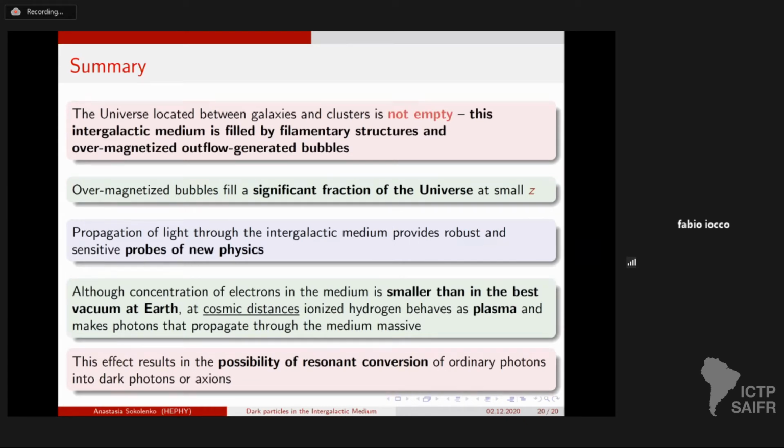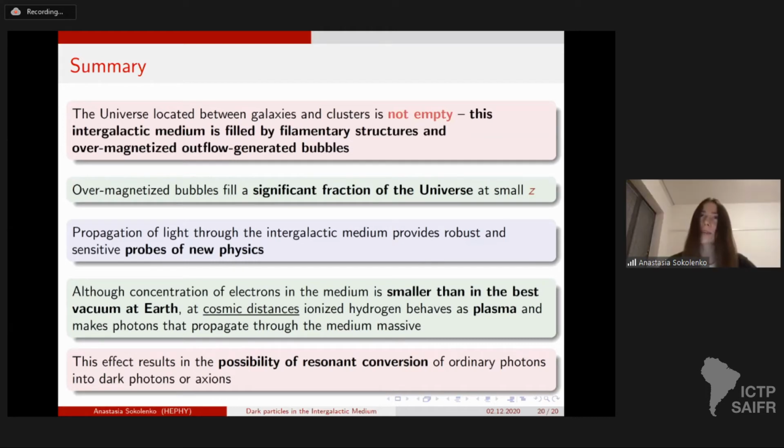Okay, so I have a question for you. You said you obtained your results through simulations, right? So you had to use a simulation of big structures that you took from Eagle or Illustris TNG? Yes. For dark photons, we use Eagle, and for axions, we use Illustris TNG, because Eagle doesn't have magnetic fields yet.